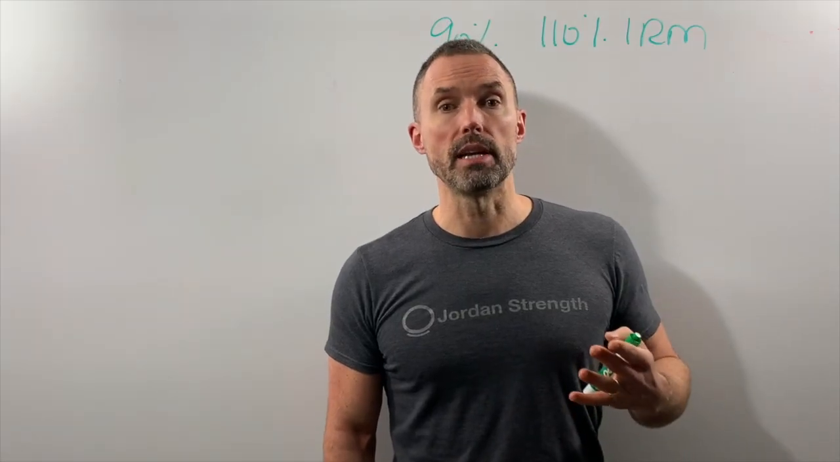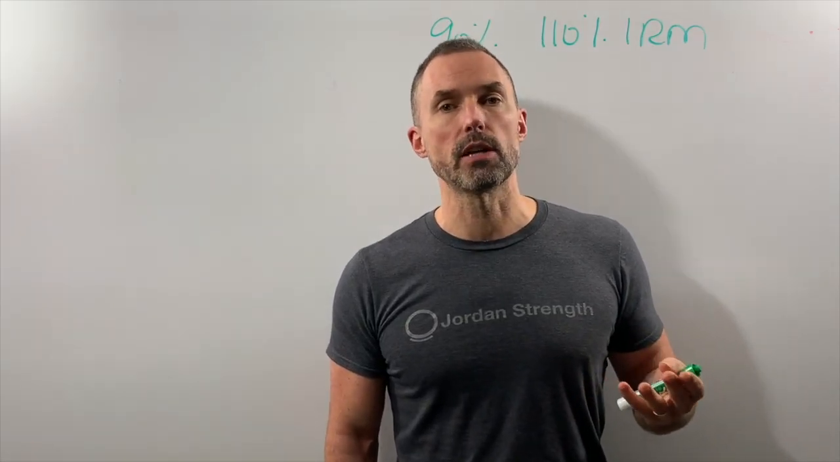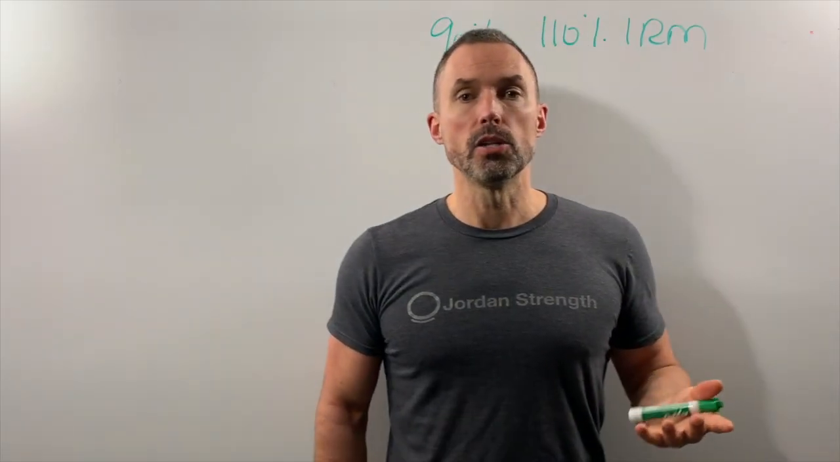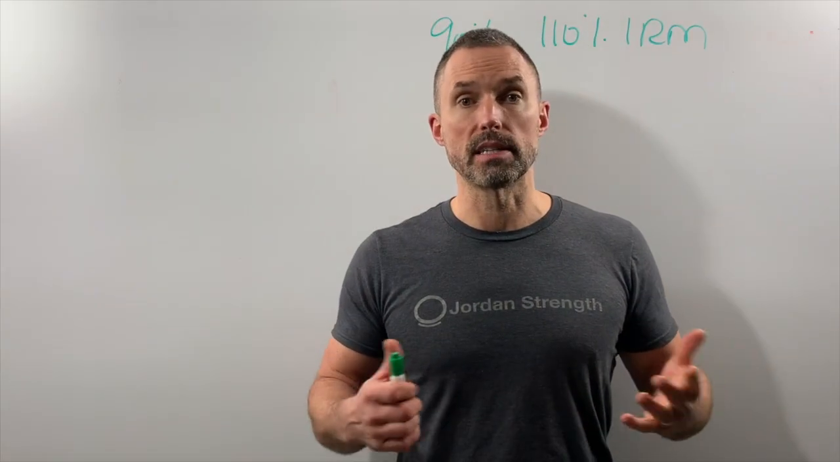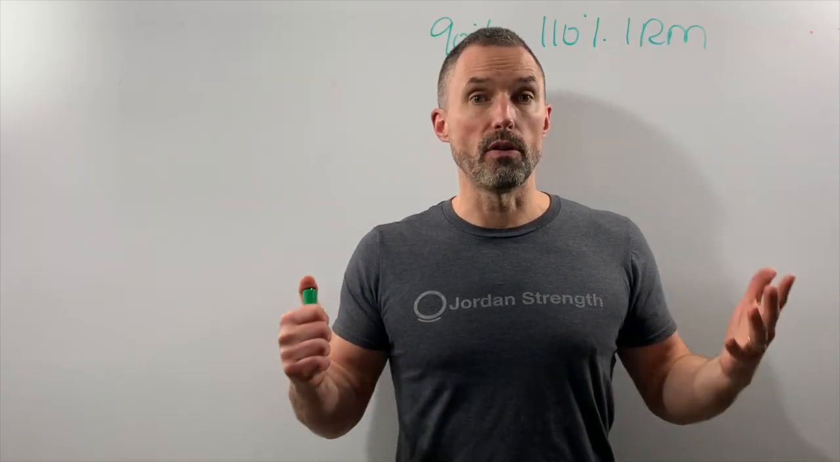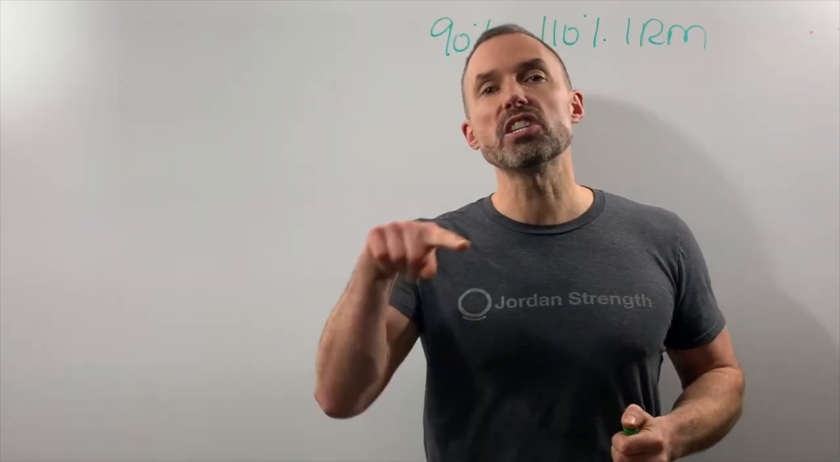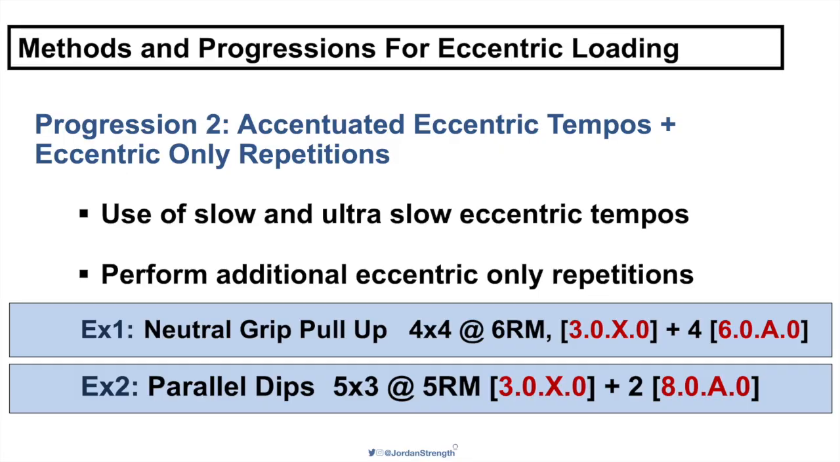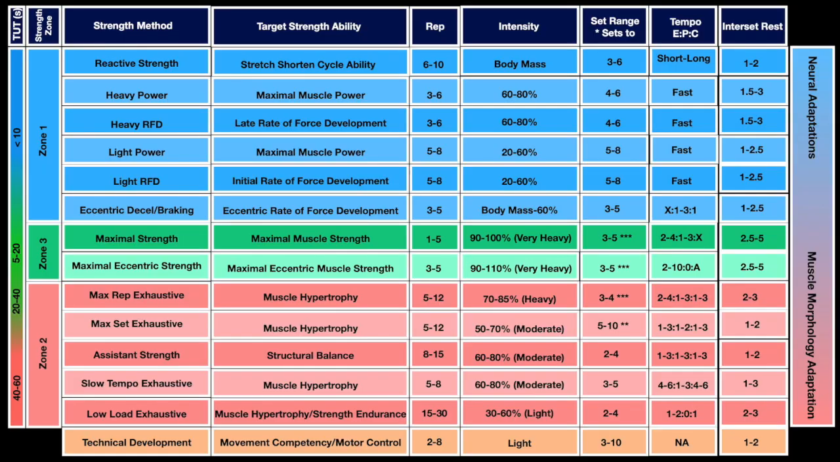A second option is to use a combination of accentuated eccentric tempos with eccentric only repetitions. For example, this might be doing pull-ups 4x4 at a 6 RM load on a tempo of 30x, and then doing 4 additional repetitions where the bar or the mass is lowered only with the eccentric movement. So obviously you're going to need to have assistance in the concentric movement phase. You either have a spotter or a machine or something that will allow you to do this, but this is a second progression in our starting point of developing eccentric strength.